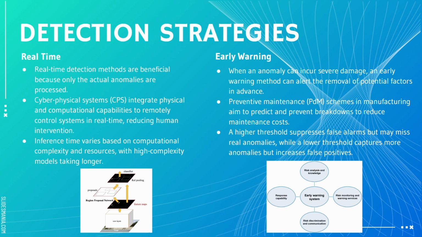When coming to early warning, when an anomaly incurs severe damage, then early warning provides a warning earlier on about this. These methods are essential in scenarios where anomalies can result in severe damages. So preventive maintenance schemes in manufacturing aim to predict and prevent breakdowns to reduce the maintenance cost. The key challenge is managing false alarms and missed anomaly detections. So a higher threshold suppresses false alarms but may miss real anomalies.